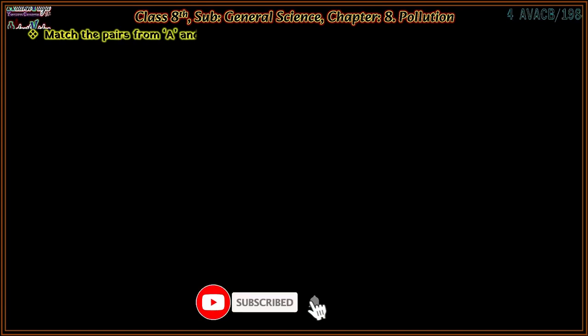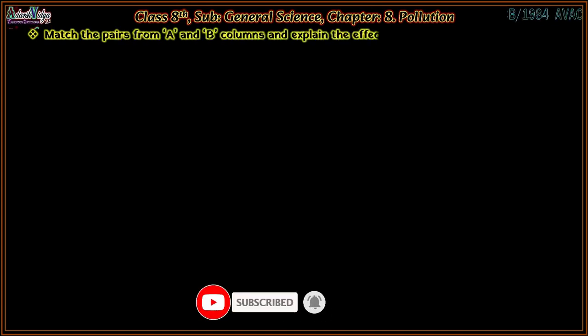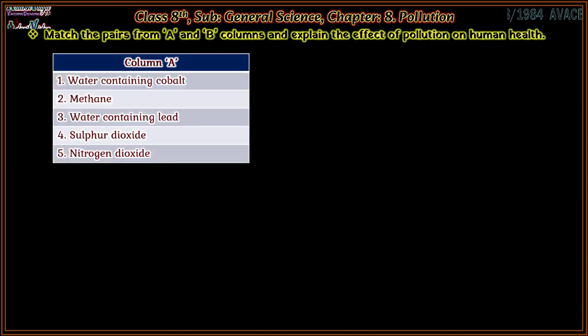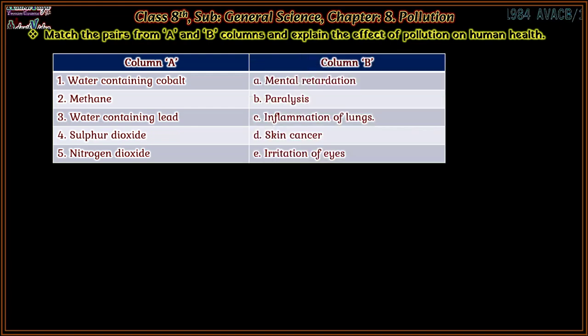Let's see the next question. Match the pairs from columns A and B and explain the effect of pollution on human health. Column A: First, water containing cobalt; second, methane gas; third, water containing lead; fourth, sulfur dioxide; and fifth, nitrogen dioxide. Column B: A, mental retardation; B, paralysis; C, inflammation of lungs; D, skin cancer; E, irritation of eyes.